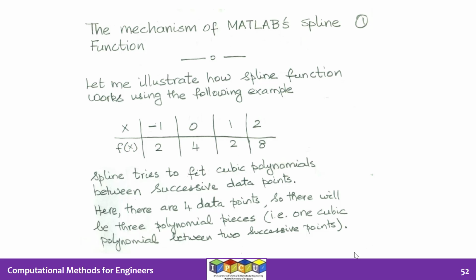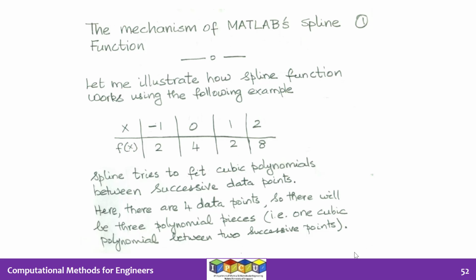In this video segment, let us take a quick look at the mechanism behind Matlab's spline function. We'll use this very simple example of a data set with 4 data points as indicated there. The independent variable x takes 4 values -1, 0, 1 and 2, and the response variable f of x, or y, takes corresponding values 2, 4, 2 and 8. So when x is equal to -1, f of x is equal to 2, and when x is equal to 0, f of x is equal to 4, etc.